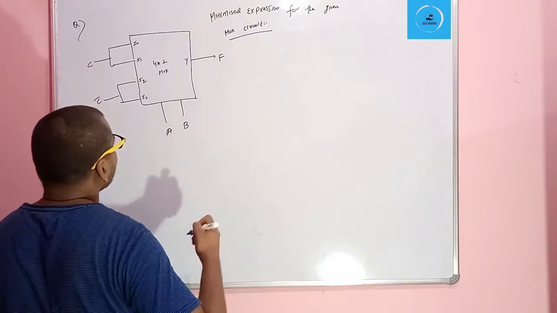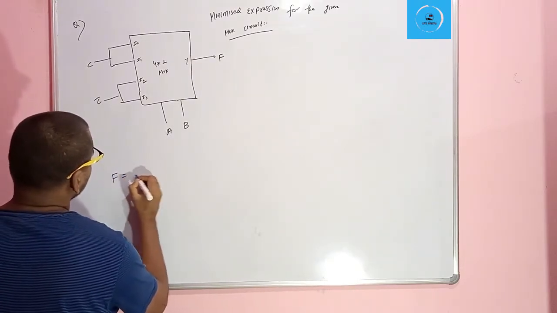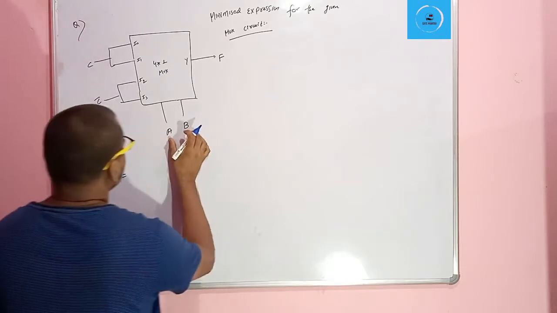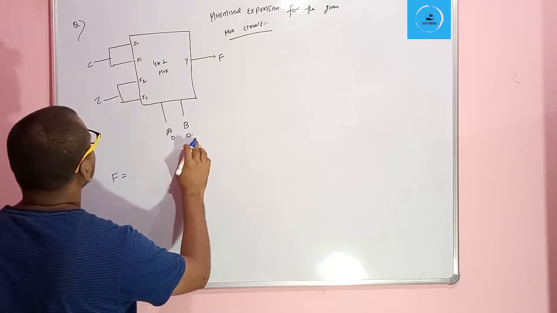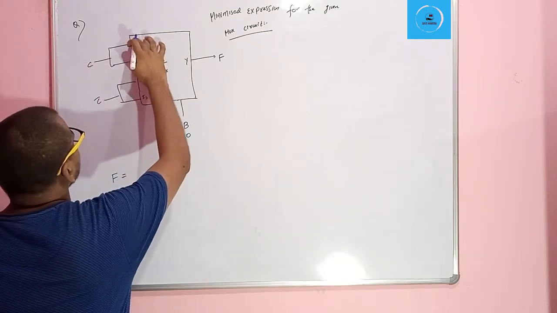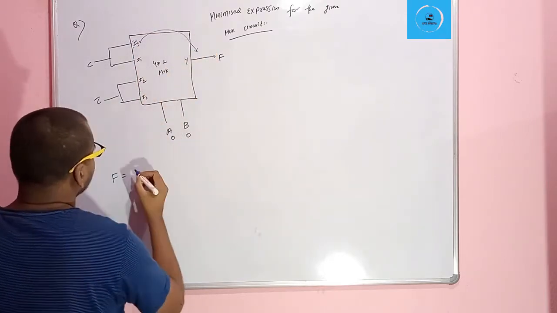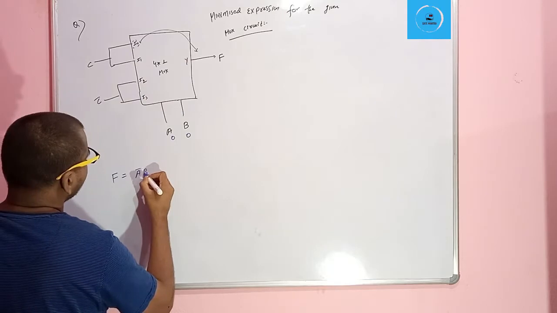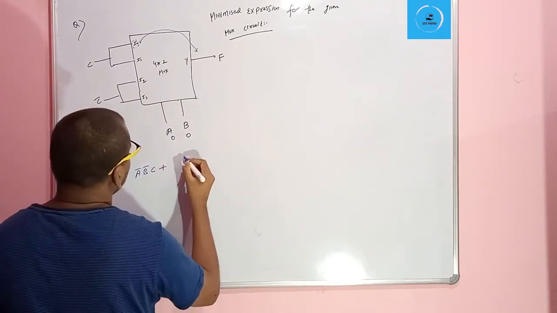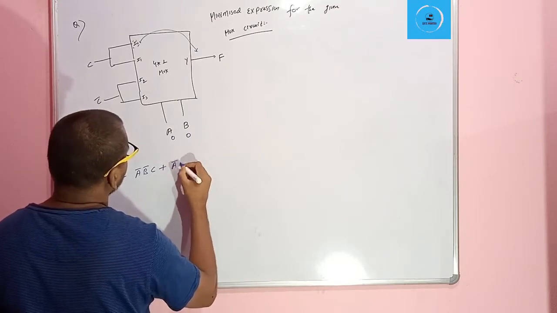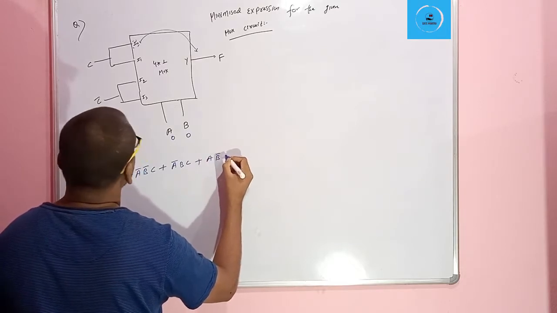So we know that F will be equal to, when we put A equal to 0 and B equal to 0, then I0 will be selected, and when I0 is selected, I0 will appear at the output. So for A bar B bar, the output is C. Okay, and plus for A bar B, also C, and for A B bar.